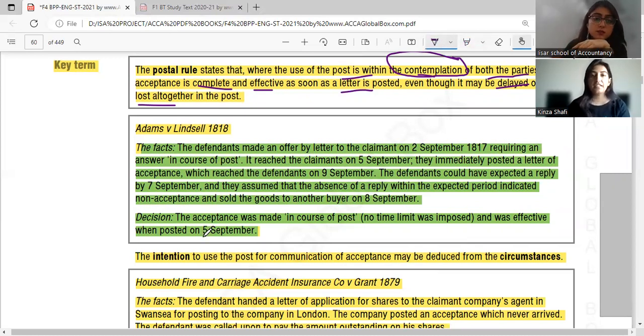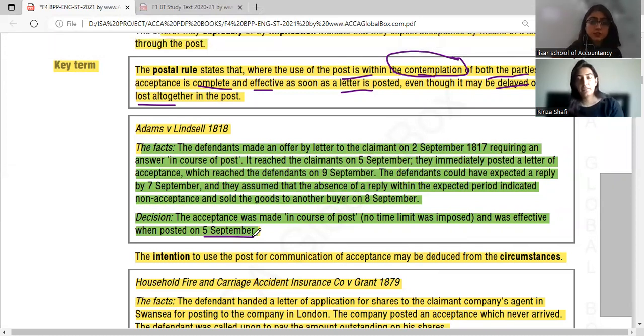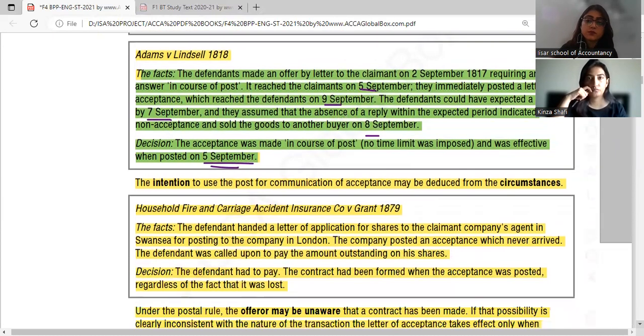Okay. Does this make it clear? Yeah, no, it's clear. Right. So it was sent on the 5th, and the reply came on the 9th. Exactly. They were expecting the reply to come by the 7th. They had already sold the goods on the 8th. So what did the court decide? That no, the letter was posted on the 5th, so the acceptance was complete, and it was complete before the 7th. So you have to stand by your offer.